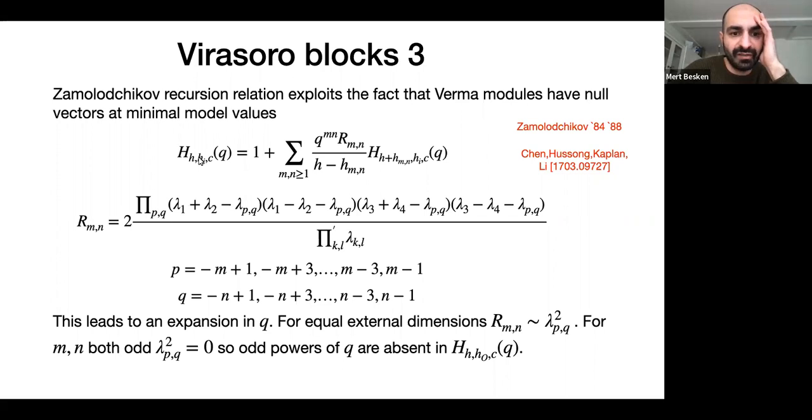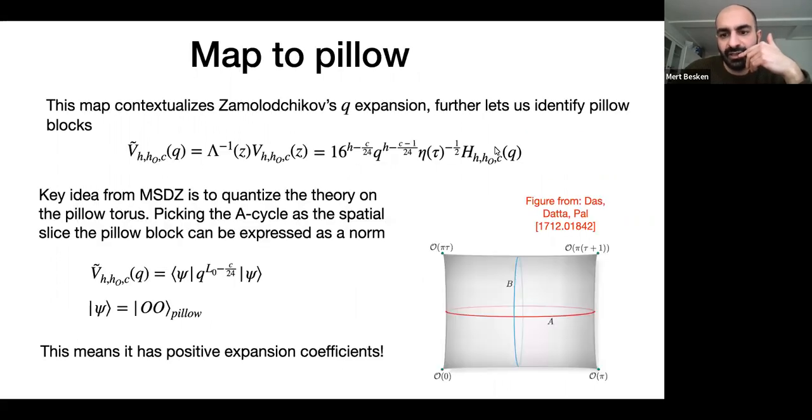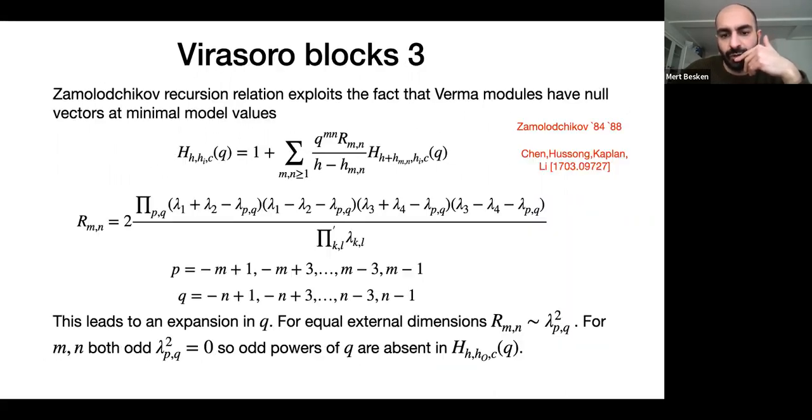So here I'm just writing down the Zamolodchikov recursion relation. He just gave how to expand this H function in terms of powers of Q, and we don't need anything more than here. I'm just using some notation from these authors. All this does is give a Q expansion for the H function. And for identical operators, odd powers of Q are absent.